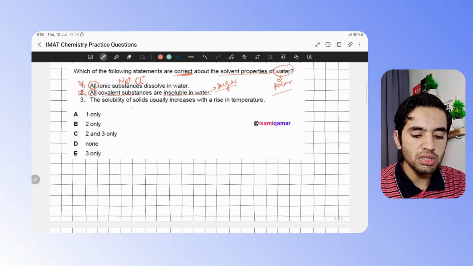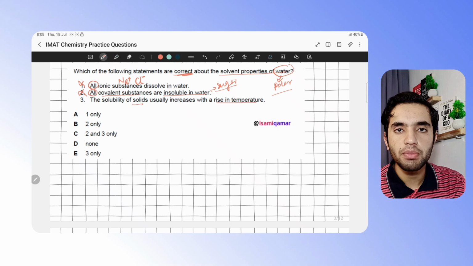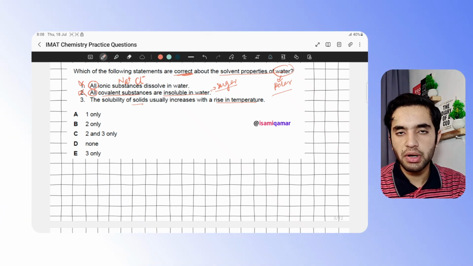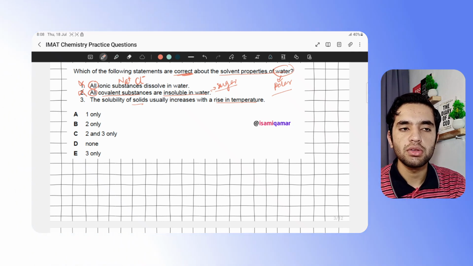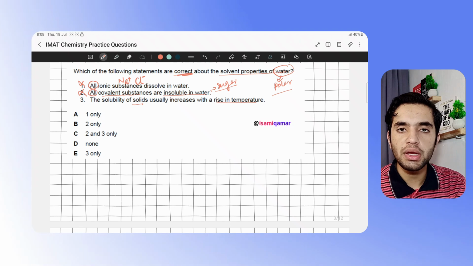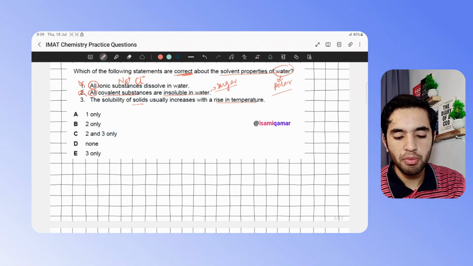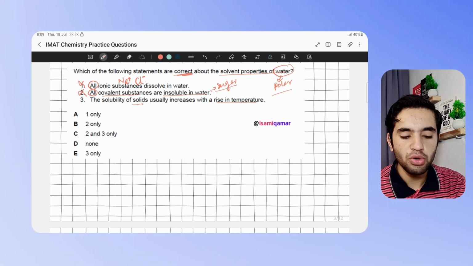So the third option is the solubility of solids usually increases with rise in temperature. Yeah, it rises with temperature. You heat up something, for example, pour some sugar in cold water and dissolve it. It will stop dissolving. A saturated solution will be reached in a moment. So when you heat that solution up, all the sugar will be dissolved because a rise in temperature increases the solubility of solids.